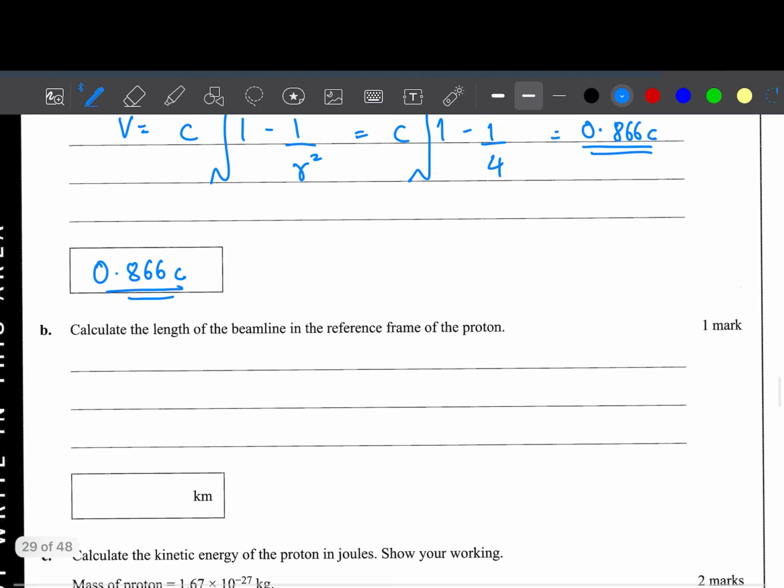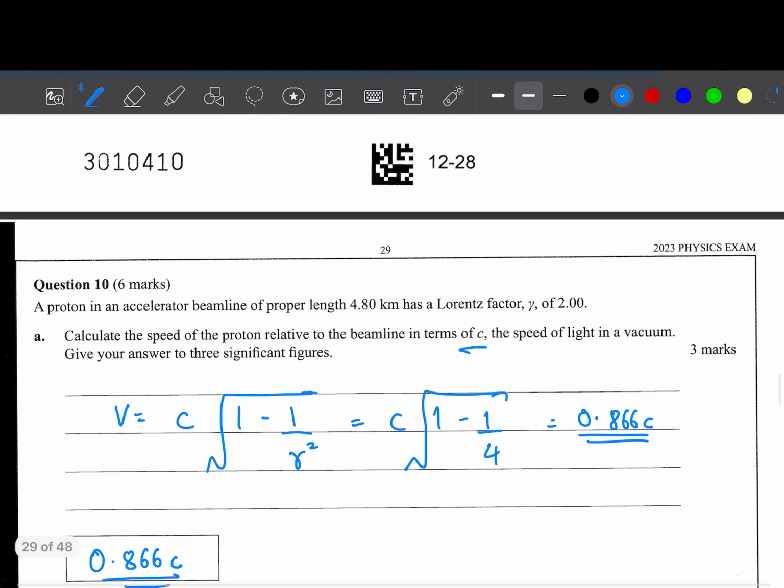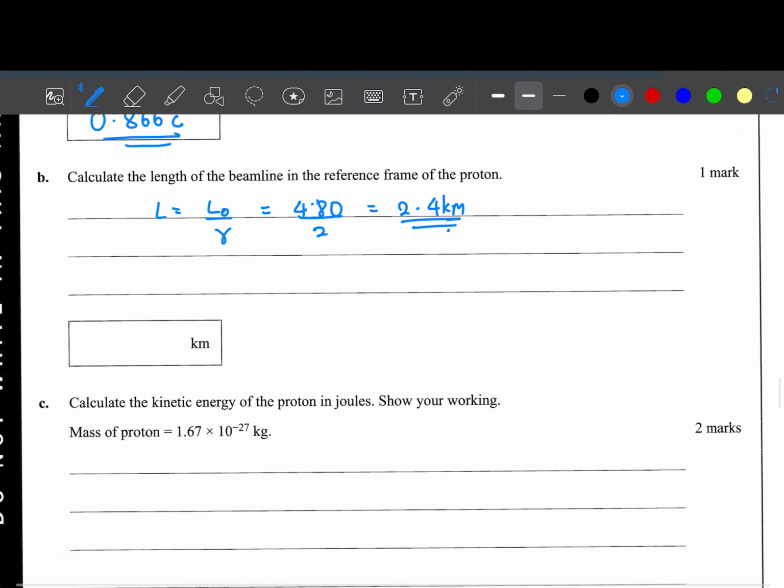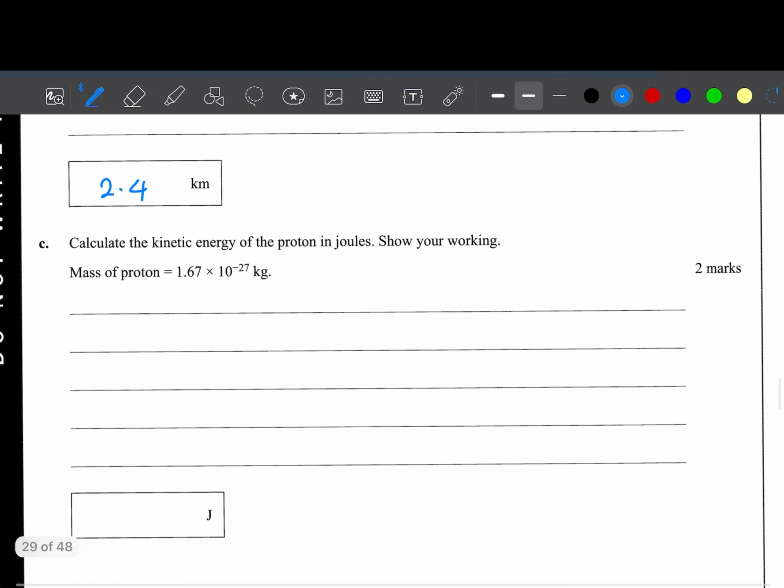Calculate the length of beamline in reference frame of a proton. So that is going to be, again, we apply the formula L equals to L0 over Lorentz factor, so 4.8 on 2, which is going to be 2.4 kilometers. Kilometers, right? Yes, kilometers. So 2.4 kilometers.